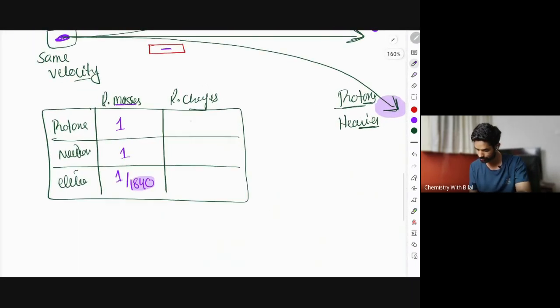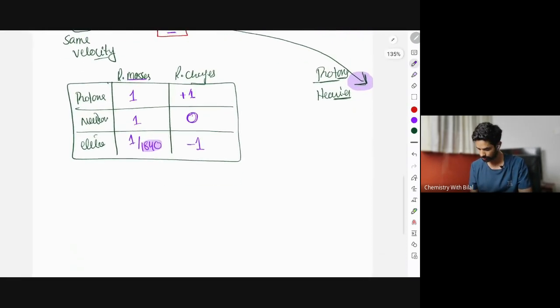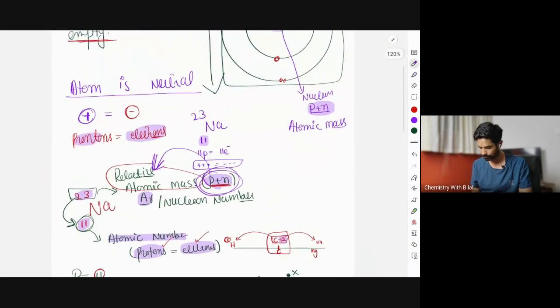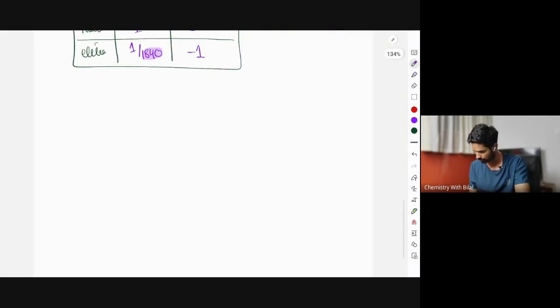So relative charges: we know that whatever the charge on the proton, if it is +1 or +2 or +10, the electron has the exact same but opposite. And you all know the neutrons are neutral. They are charge-less particles, right? So this is a very basic introduction to the electrons, protons, and neutrons. There's a very important concept about the distribution of the charges and masses.